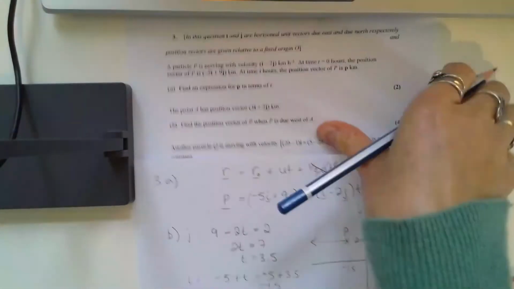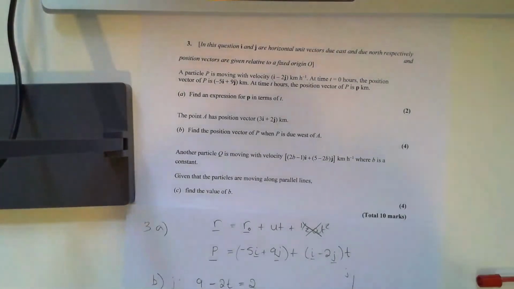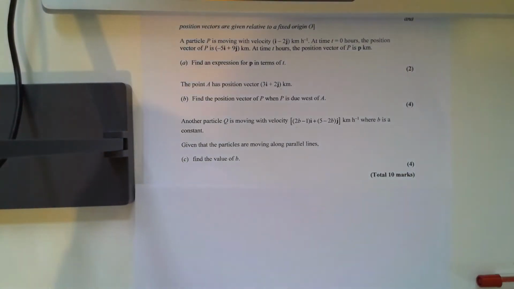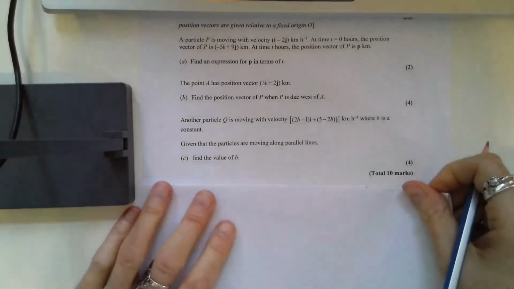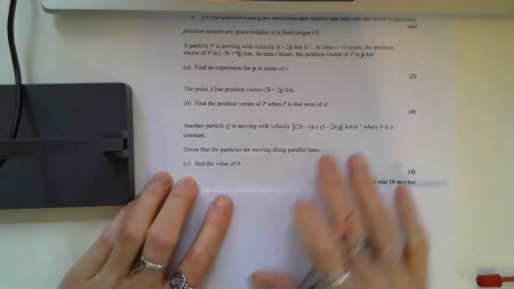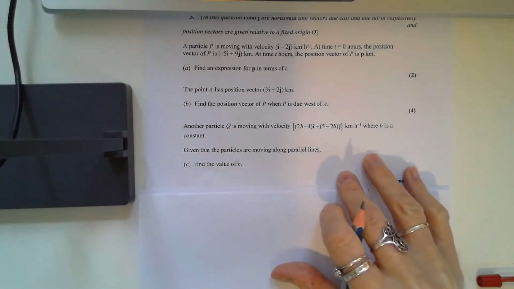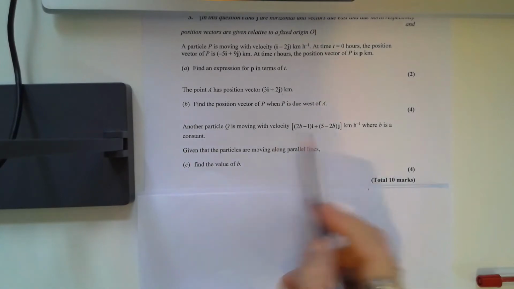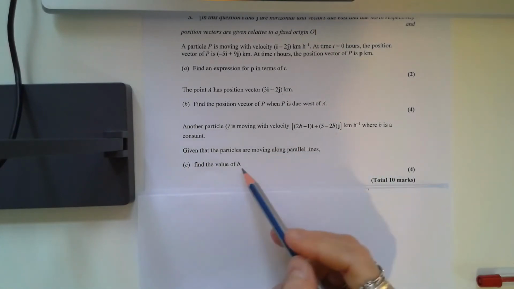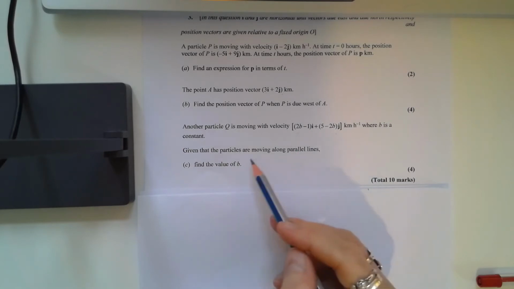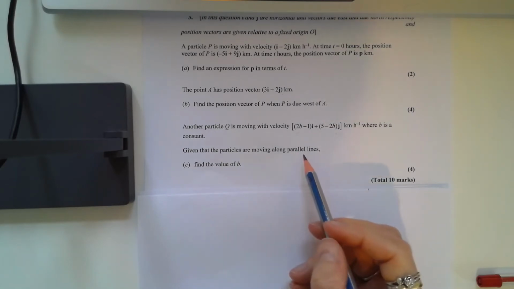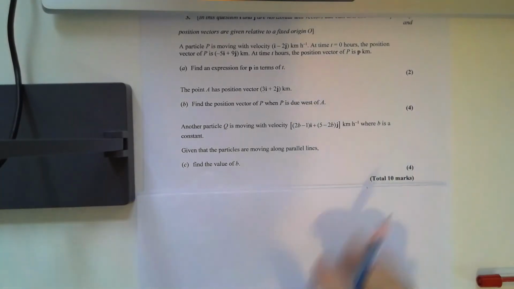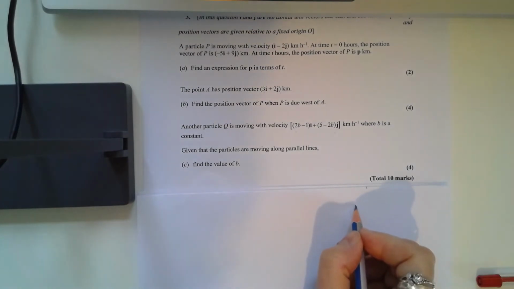For part C, I'm just going to use another piece of paper. So another particle Q is moving with this velocity here, where b is a constant. Given that the particles are moving along parallel lines, find the value of b. So if two particles are moving parallel to one another, then their velocities are parallel. So the velocity of one is a scalar multiple of the other.